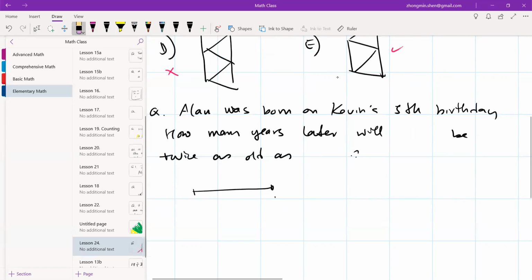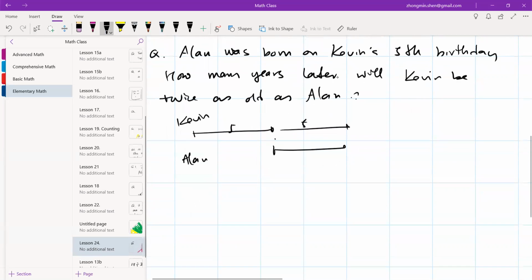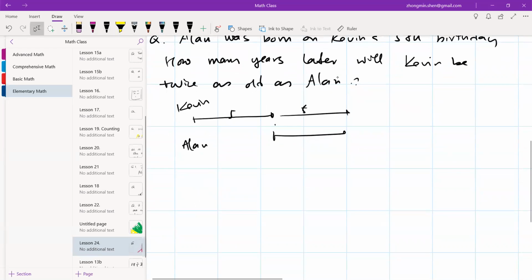That my name is Switch, okay? So Kevin will be twice as old as Ellen. So this is Kevin, okay? This is Ellen, okay? So twice means you double Kevin's age. So this is Ellen. So clearly it's 5 years, here's 5 years. You just draw the picture, that's the easy part. The next one is not that trivial.